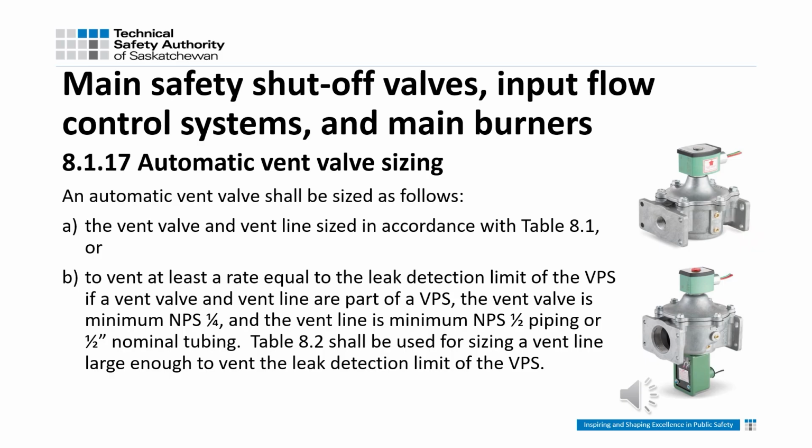8.1.1.7. Automatic vent valve sizing. This clause has been revamped. Here are your options. A, the vent valve and vent line sized as per Table 8.1, which we just went over. Or B, when using a VPS system, vent valves are minimum nominal pipe size 1/4 inch and minimum vent line nominal pipe size 1/2 inch for piping or tubing. Refer to Table 8.2 for sizing the vent line large enough to vent the leak detection limit of the VPS.